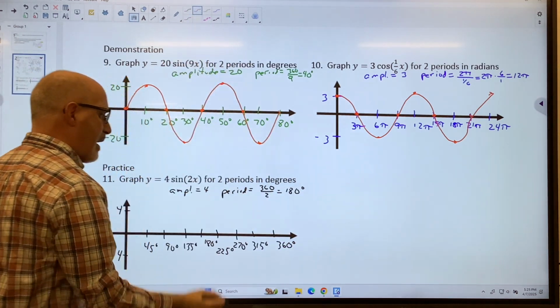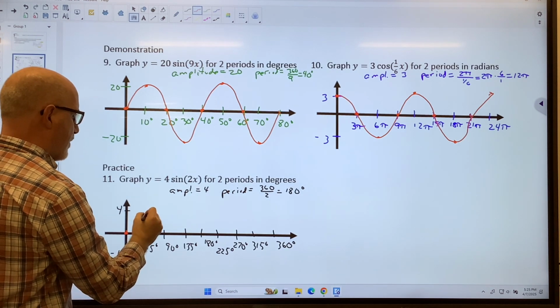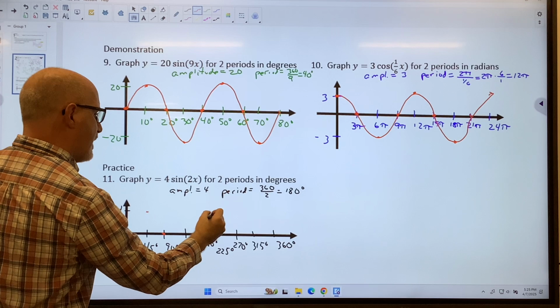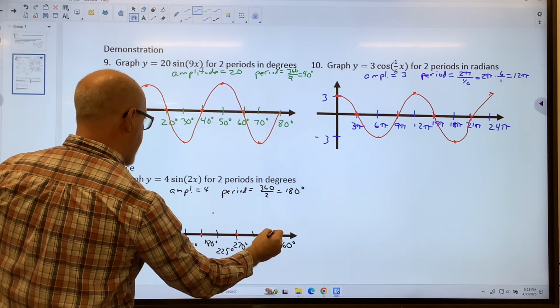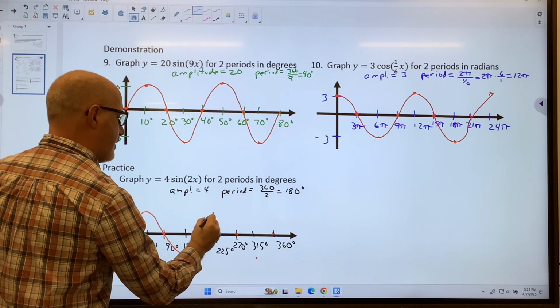Now let's get our graph. Since it's sine, I'm going to start on the middle of the graph, go to the top, to the middle, to the bottom, to the midline, to the top, to the middle, to the bottom, and back to the midline. So my sine graph looks like this.